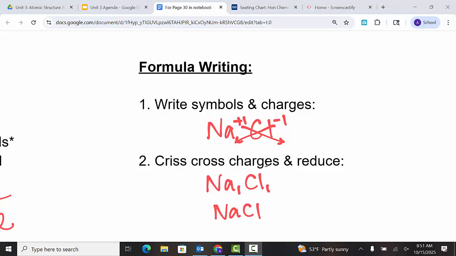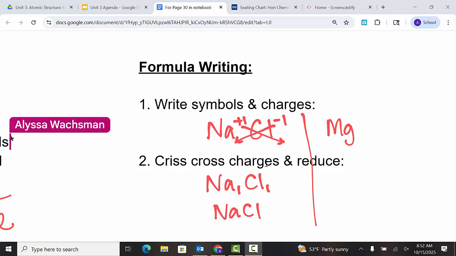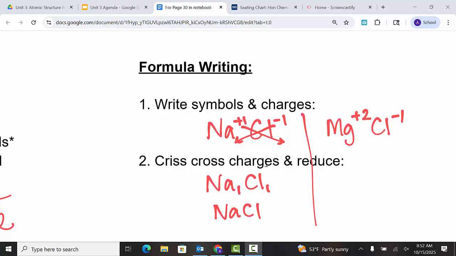Now, what if they weren't 1s, okay? What if we had something else instead? So to do another example here, this is a separate example. If we have magnesium and chlorine this time instead of sodium and chlorine, so we've got magnesium and chlorine. If we write the charges, magnesium's in your group 2, so it's +2. Chlorine is in your halogen, your -1 column.